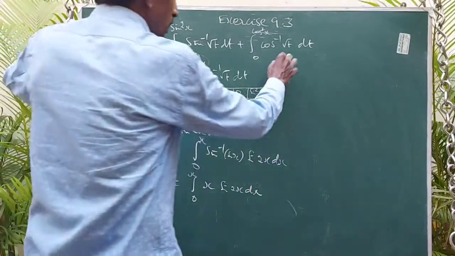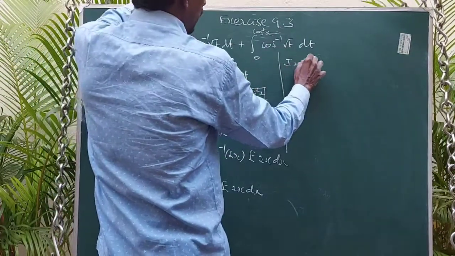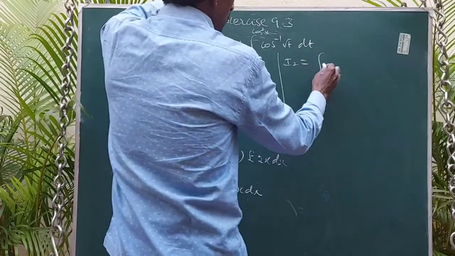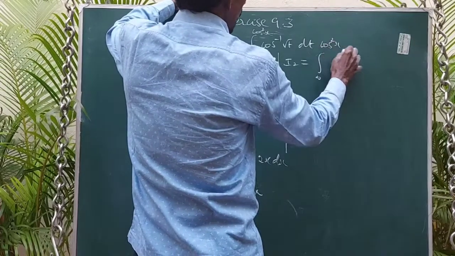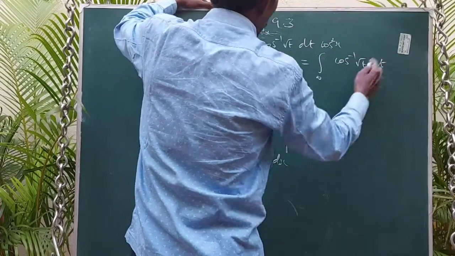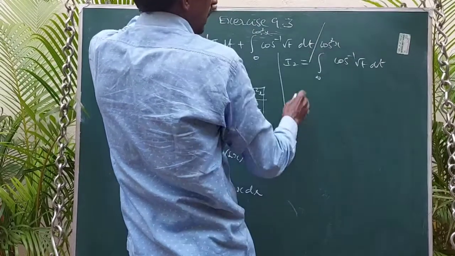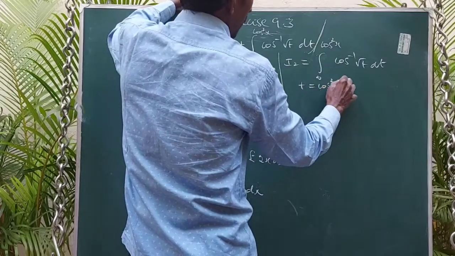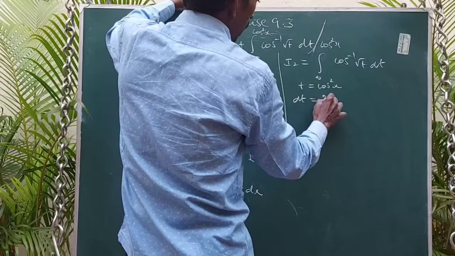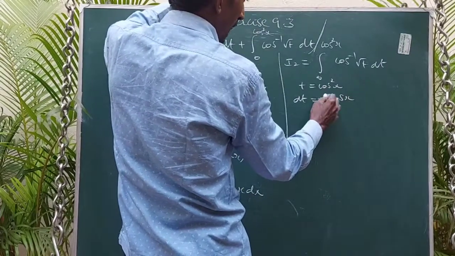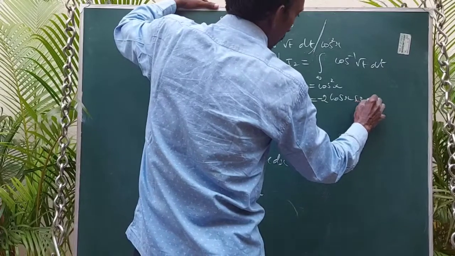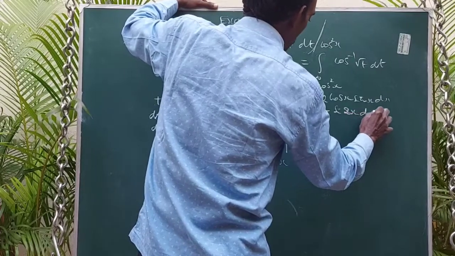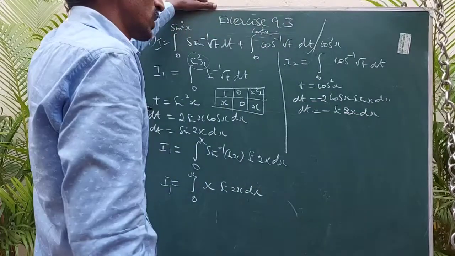Again, we put the substitution for the second one, I2. So integral 0 to cos square x, cos inverse of root t dt, the same thing, but the hint is present in the question itself. So take t equal to cos square x. So dt equals 2 cos x times the differentiation of cos x, which is minus, so minus 2 cos x sin x dx, that is minus sin 2x dx. So dt equals minus sin 2x dx.